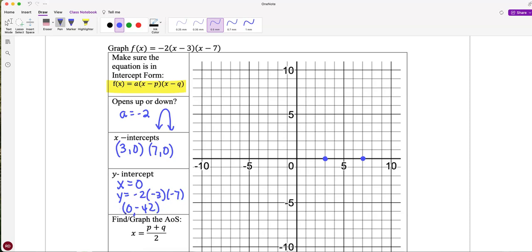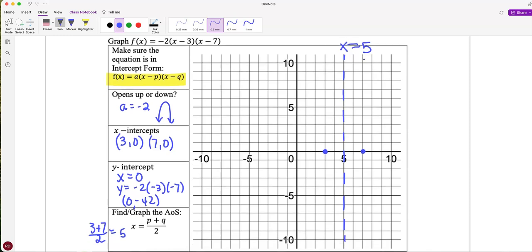Okay. The axis of symmetry, this one I can think it's halfway in between these 2 points. Or you could just say p plus q. So 3 plus 7 over 2, that's 5. So this is the line x equals 5.